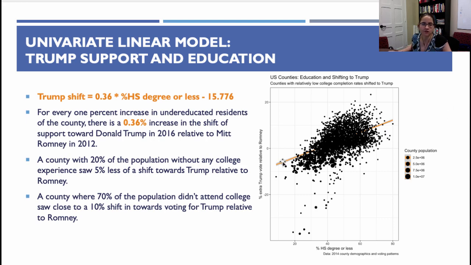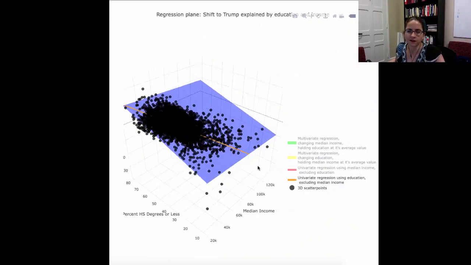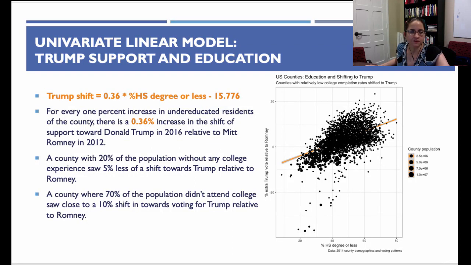And I'm going to keep that orange throughout this presentation because in fact it's going to end up being this orange line in the Plotly graph. What this means is that for every 1% increase in undereducated residents of the county, there is a 0.36% increase in the shift of support towards Donald Trump in 2016 relative to Mitt Romney. Remember, this is a difference that we're calculating here.